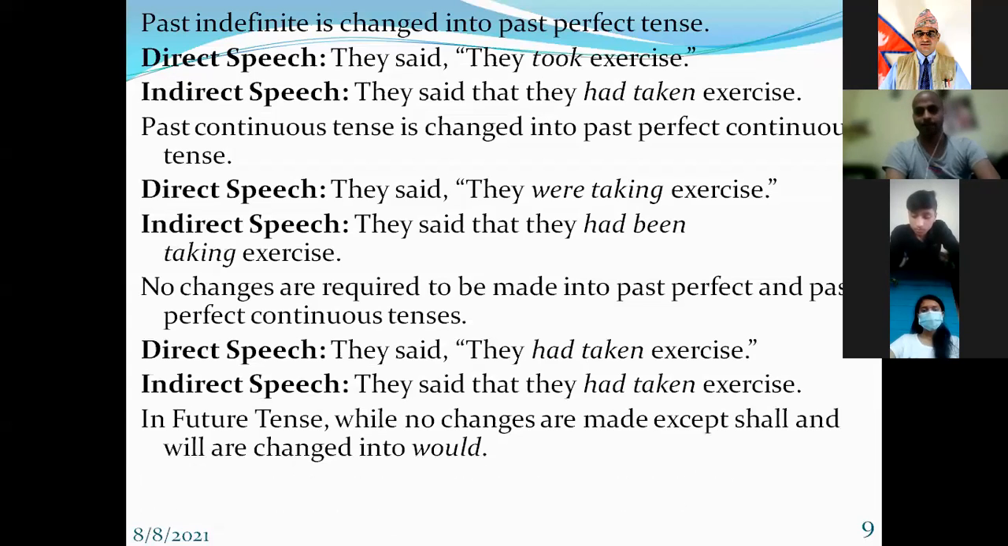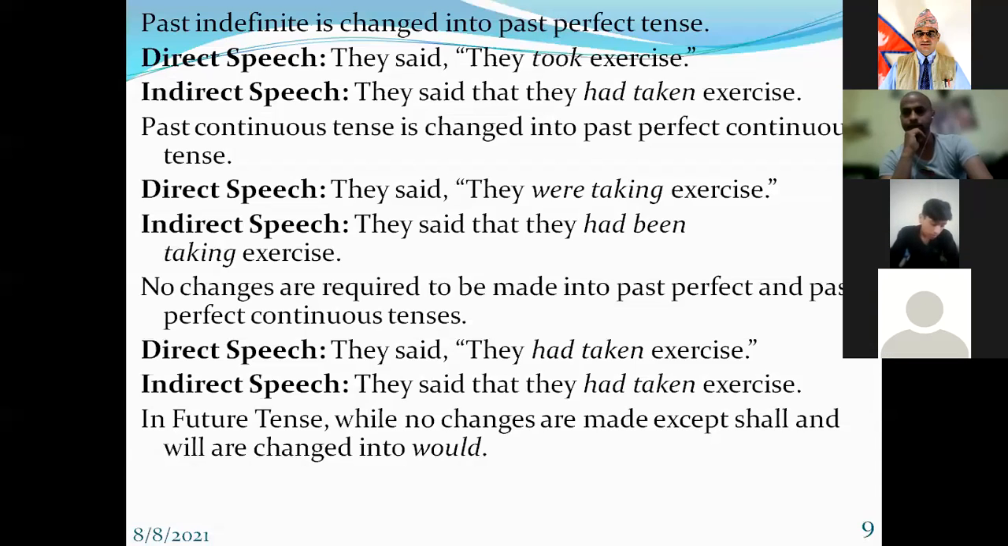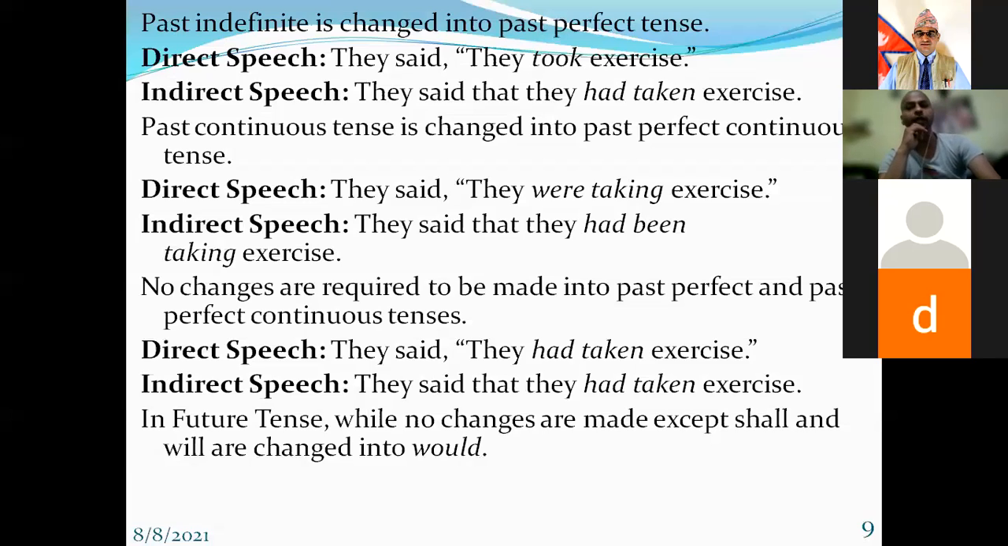Now, in future tense, what do we have? Can you tell me the structure of simple future tense? Subject plus will plus B1. If you have confusion, you can leave that shall out. So what is will? I said, will. It is an auxiliary verb.